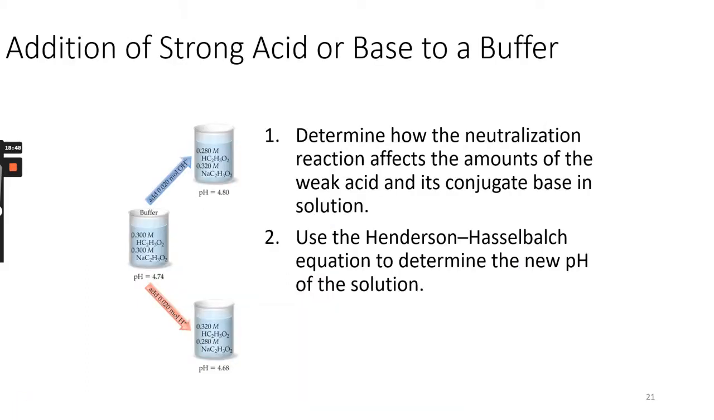So what do we have to do? We have to determine how the neutralization reaction affects the amount of the weak acid and its conjugate base. Remember, the weak acid is HA, and its conjugate base is A minus. Then we use the Henderson-Hasselbalch equation to determine a new pH of the solution.